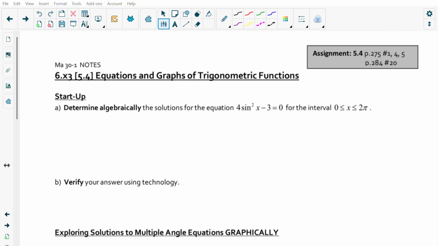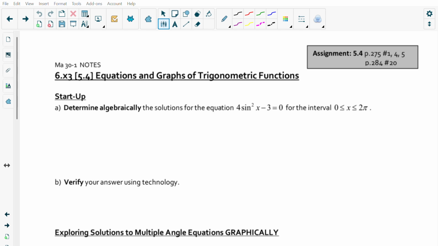Okay, on to the next one. Equations and graphs of trigonometric functions. Why are we doing this in this section? Well, we just finished the first two parts on solving trigonometric equations. Now we're going to look at equations and graphs of trigonometric functions to explore how to solve these trig equations graphically.